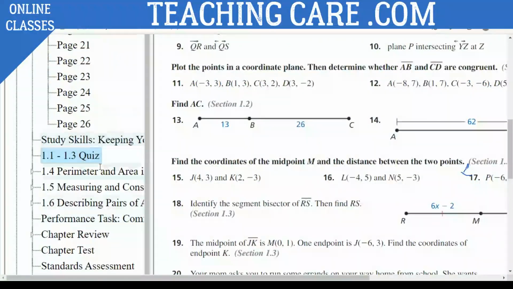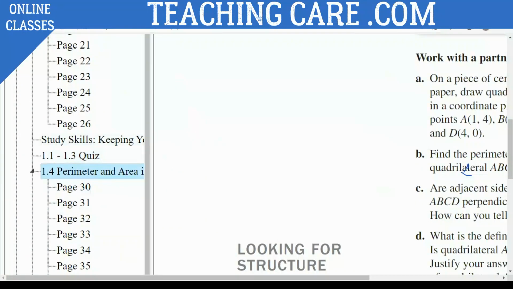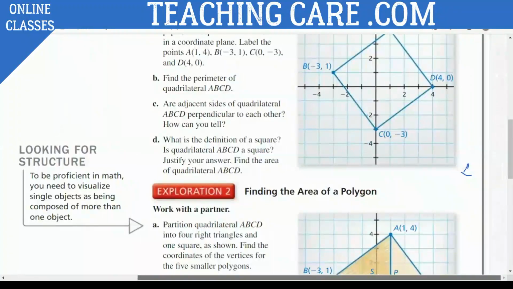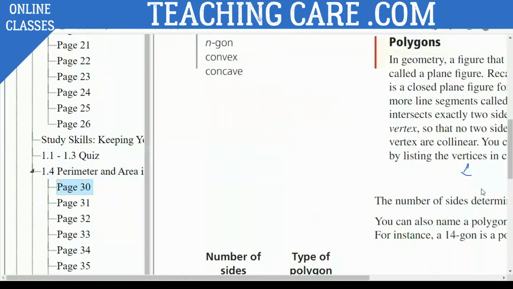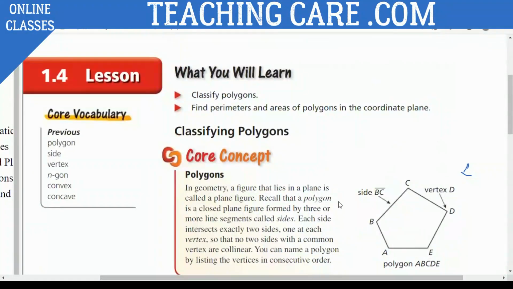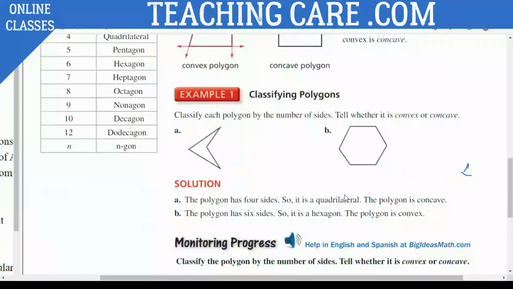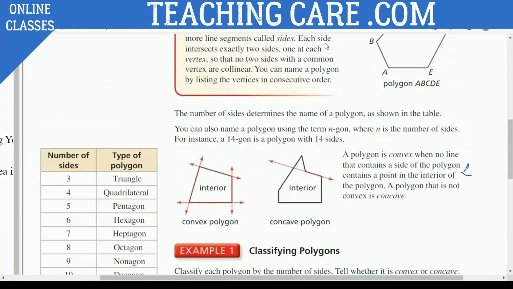Coming to your perimeter and area. That's also a very important thing when we are seeing coordinate planes. This is a very important concept of coordinates. I will try to use that everything is given to you. Just give me a second, I'll open a PowerPoint.